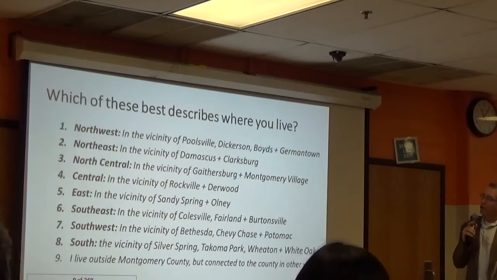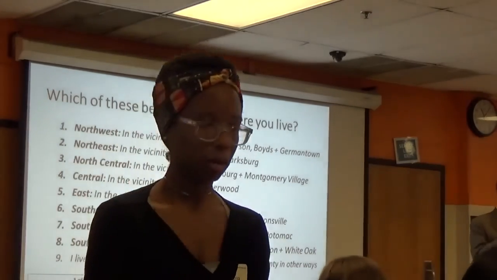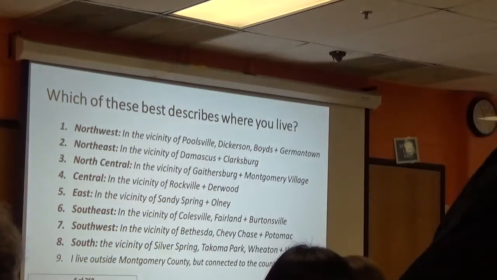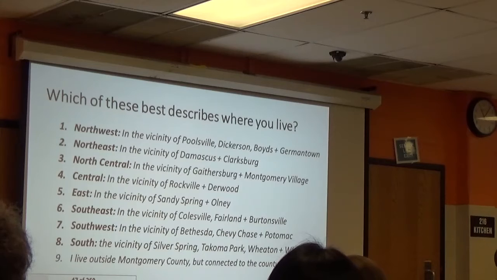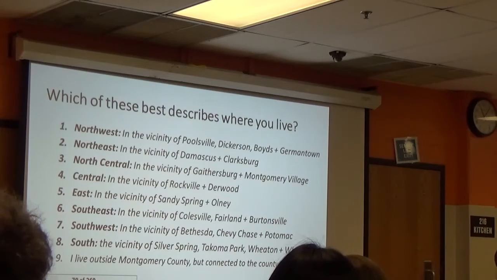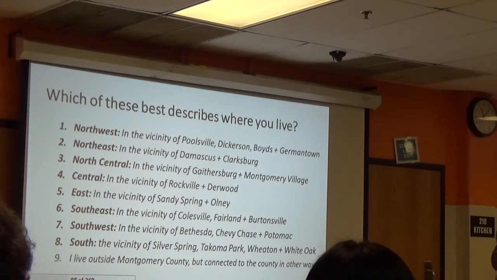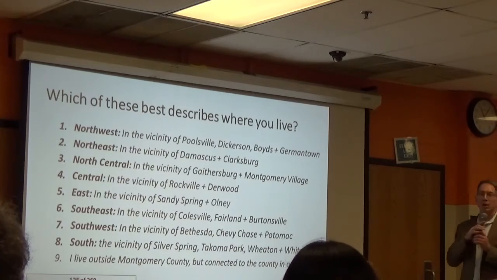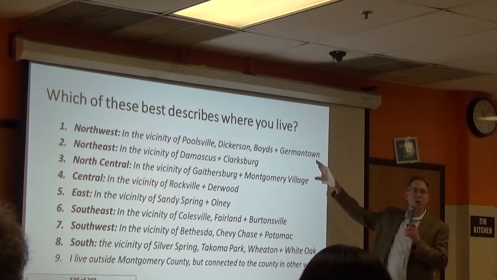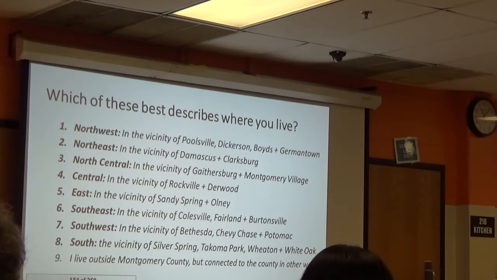All right, second question, and this is just single option. Which of these best describes where you live? We tried to be fairly exhaustive in the list, so this may not be the way you think of the county, but it's all kind of directional. So 1 in the northwest, examples, Poolsville, Dickerson, Boyds, Germantown. 2 northeast, 3 north central, 4 central, 5 east, 6 southeast, 7 southwest, 8 south, 9 I live outside the county, but I'm connected to the county in other ways. So do your best to figure out, in general, where you go out of those options if you live in the county. And if you can't see the options, you can feel free to move a little closer.